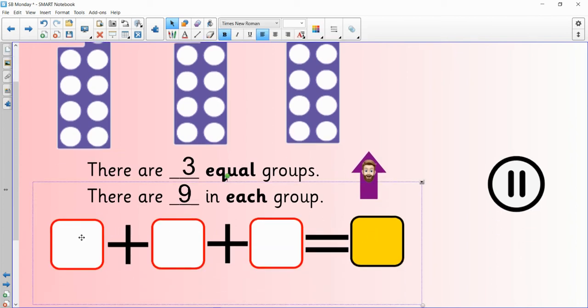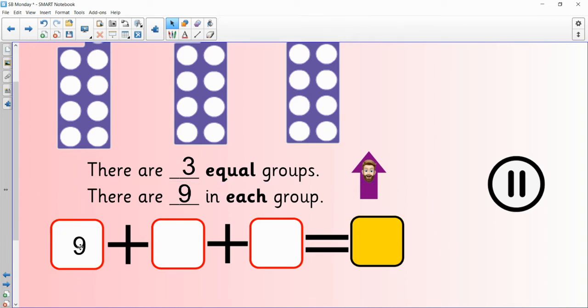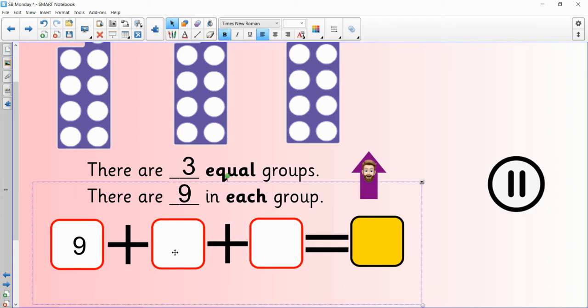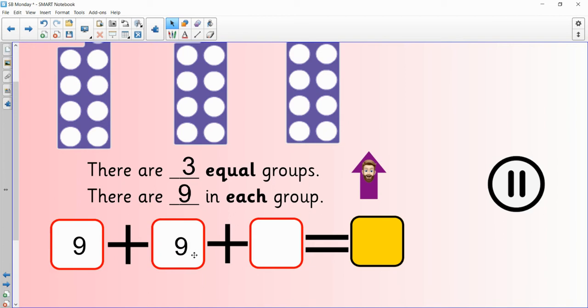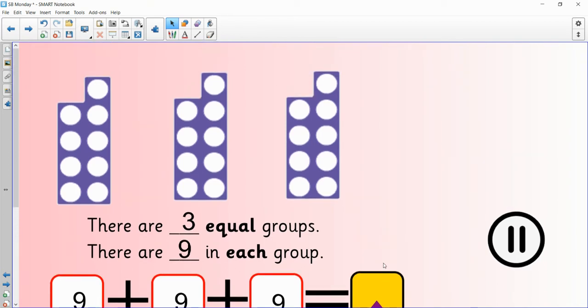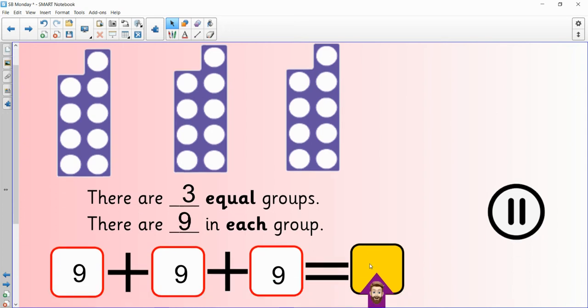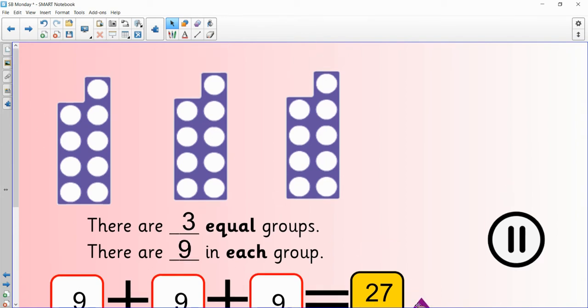So what number's going to go in my first calculation box? That's it, 9, because there are 9 in the first group. What about the second box? 9 again, because there are 9 in the second group. And the third box, of course, it's 9, because there are 9 in the third box. Now, what's the total? Can you add 9 and 9 and 9? Have a look at the picture. How did you do it? Do you know the answer? Shout out if you do. It's 27. How did you do that? Did you count them all in ones?